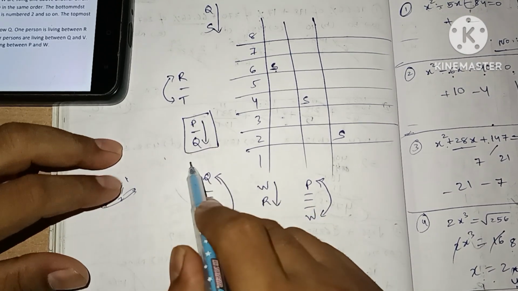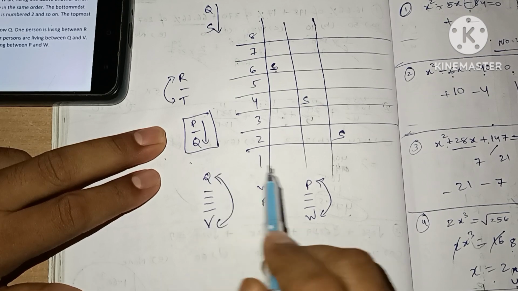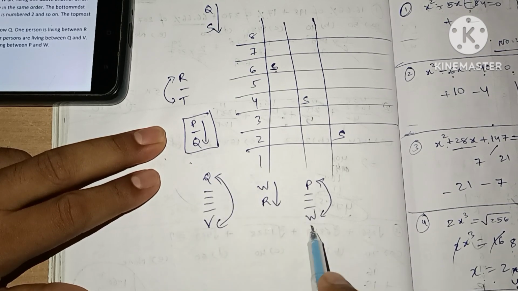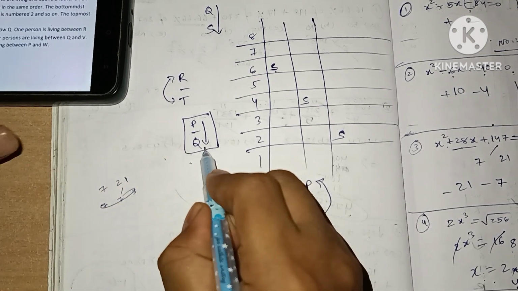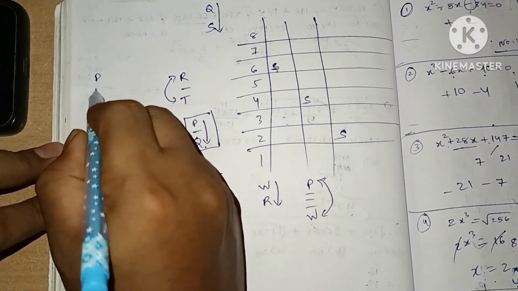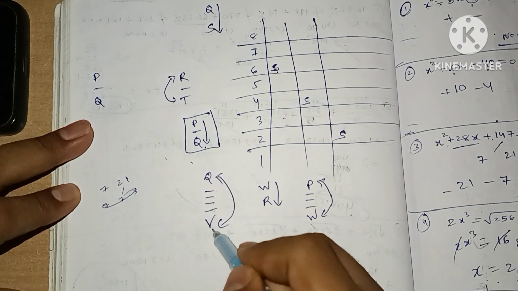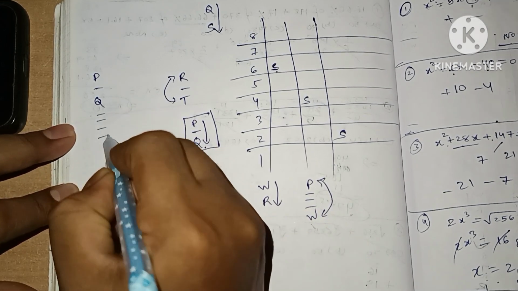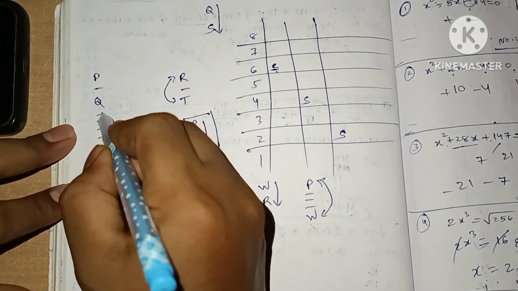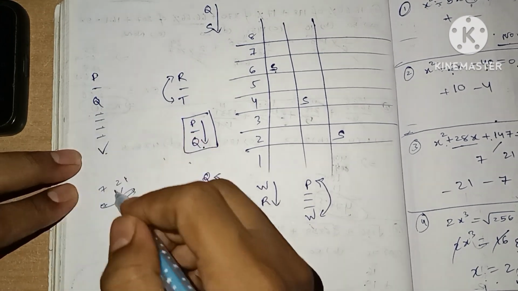We have P and Q here. From Q we can write V, and from P we can write W. So we are going to start with this one. Let's see P below Q. 1, 2, 3, 4 V means 1, 2, 3, 4, 5, 6, 7, 8. So 8 people are set here.